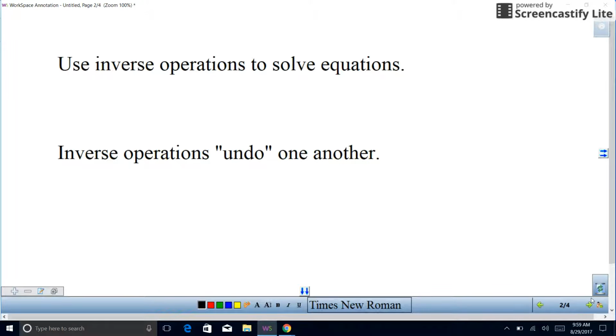To solve an equation, you just use inverse operations to solve it. Now, what are inverse operations? Well, they're just operations that undo one another. So addition and subtraction are inverses, and multiplication and division are inverses. And here's what I mean by they undo one another.